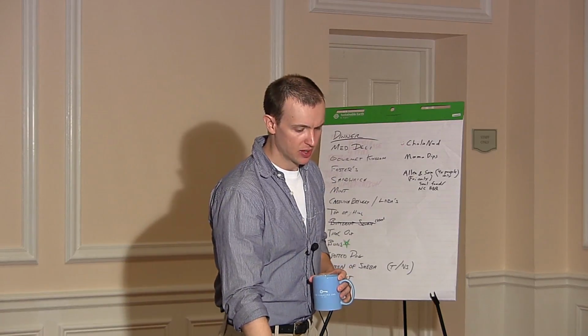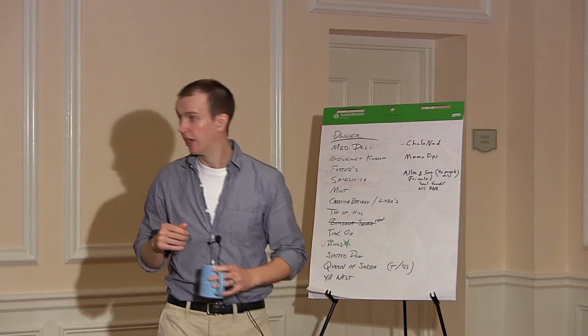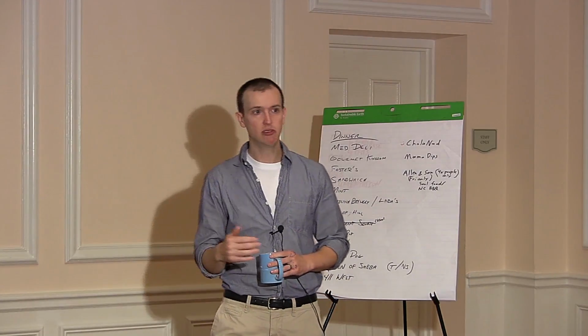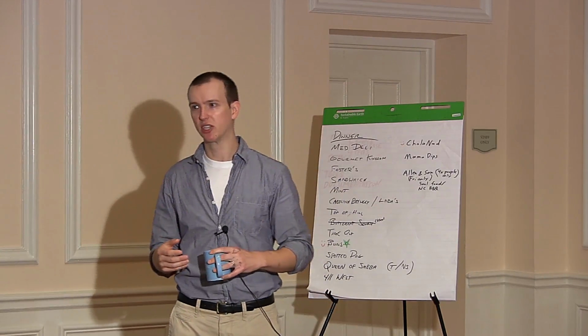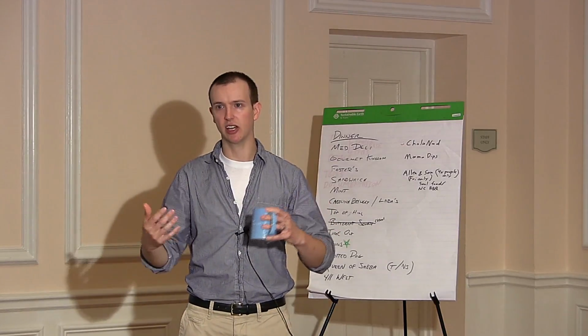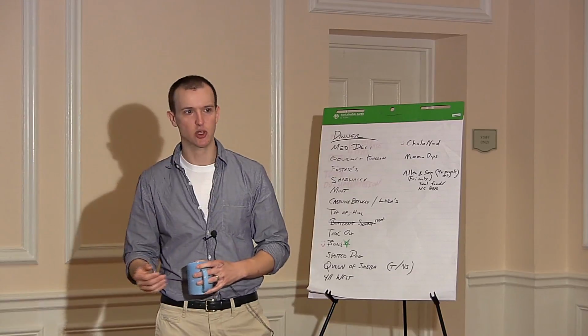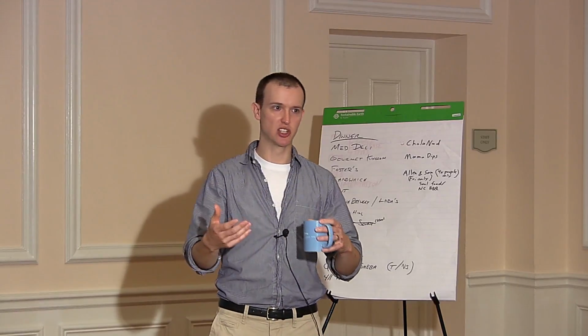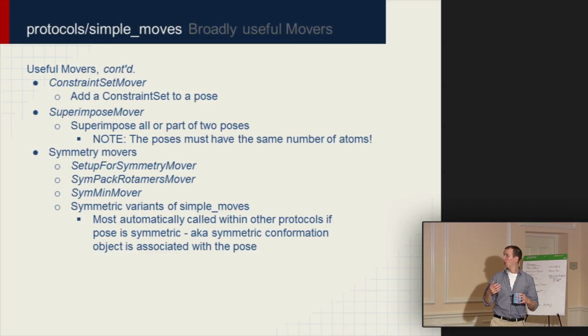Okay, so moving forward, let's see. There's the constraint set mover. This is a useful mover if you want to have a protocol that at one stage has some constraints and then at a later stage has no constraints. So it allows you to set the constraints early in the protocol, and you have the same mover that also removes constraints. There'd be different options for whether it's going to set or remove the constraints.